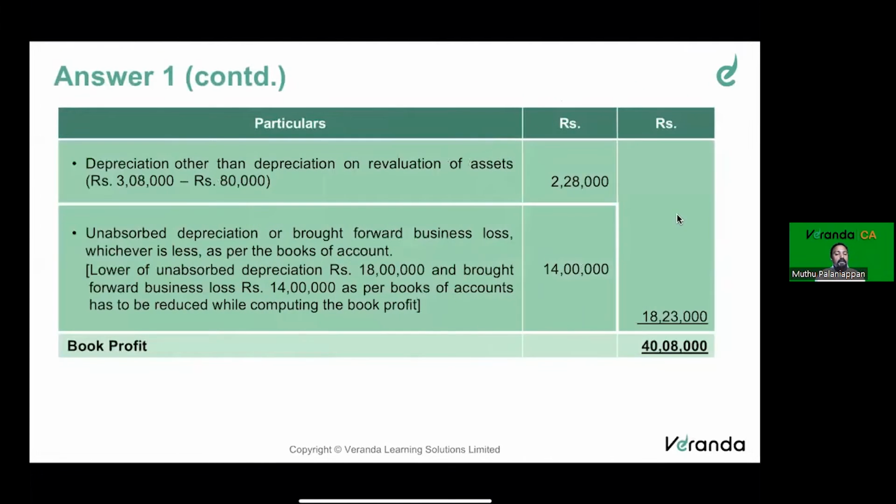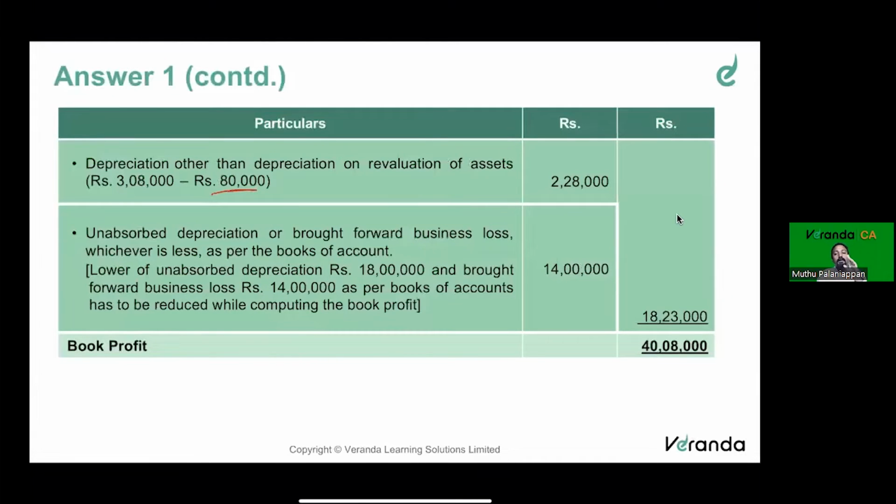And then you have depreciation. When we said depreciation on revaluation of asset alone has to be ignored, this 80,000 is ignored. Out of 3,08,000, 80,000 is removed and you get 2,28,000, right? So that's what you have to do.